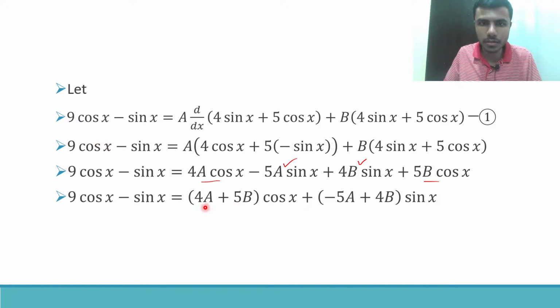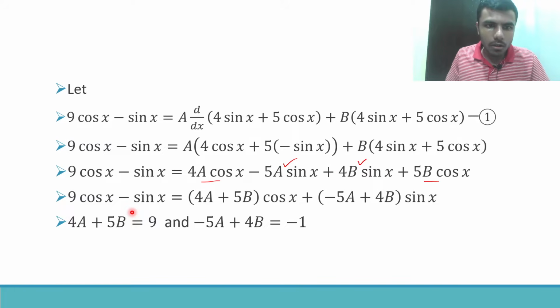So beside cos x I have 4a plus 5b in the RHS, whereas in LHS beside cos x I have 9. So 4a plus 5b is nothing but 9. Okay, that is one thing. Following that, beside sin x I have minus 5a plus 4b, and beside sin x on the other side I don't just have 1, I actually have minus 1. You see, this minus sign also needs to be taken. So beside sin x I have minus 1. Okay, that's what it is.